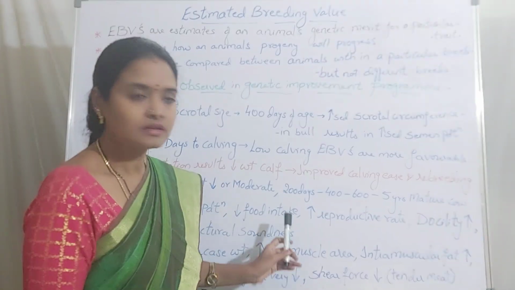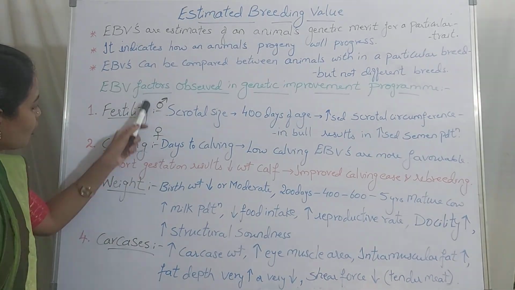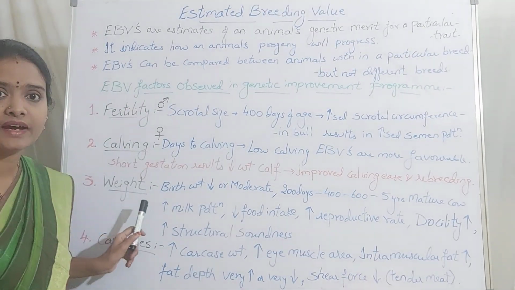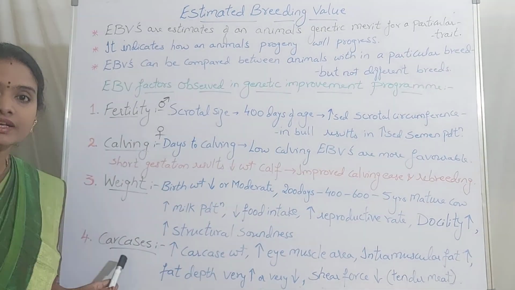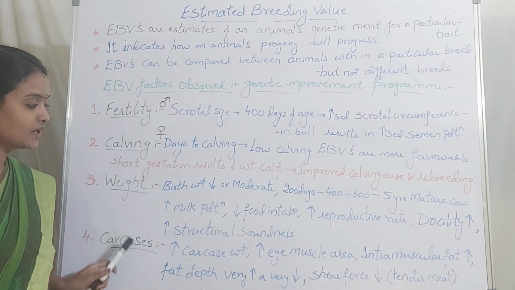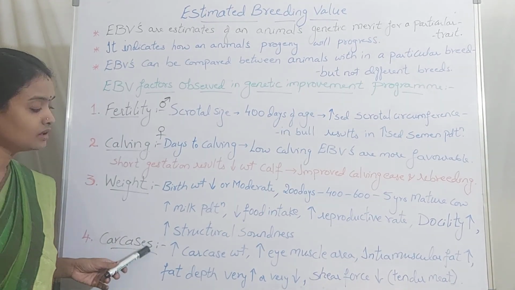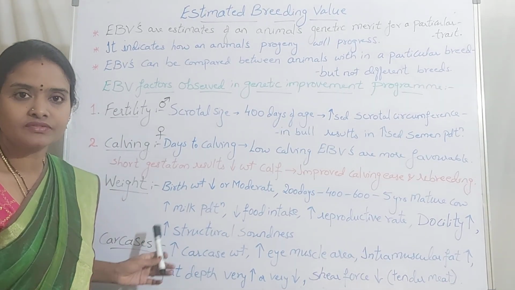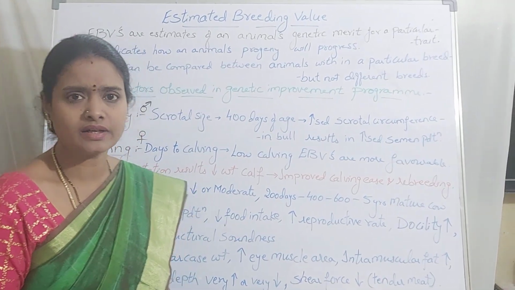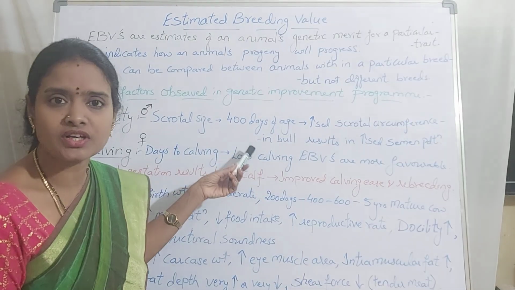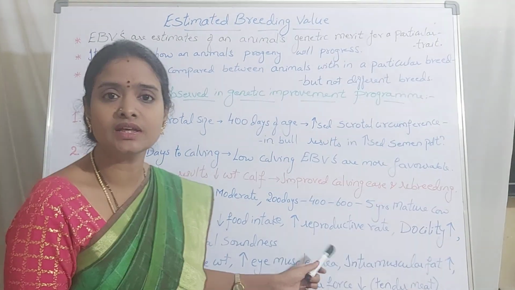Is that clear? Then the next EBV factor is carcasses. All these other EBV factors are observed when the animal is live. Whereas in the case of carcasses, they are checking its meat ability, or they are checking the meat. Because after the death of the animal, they want only the meat production. When it is live, they want reproduction and milk production, whereas after the death, they go for the meat.